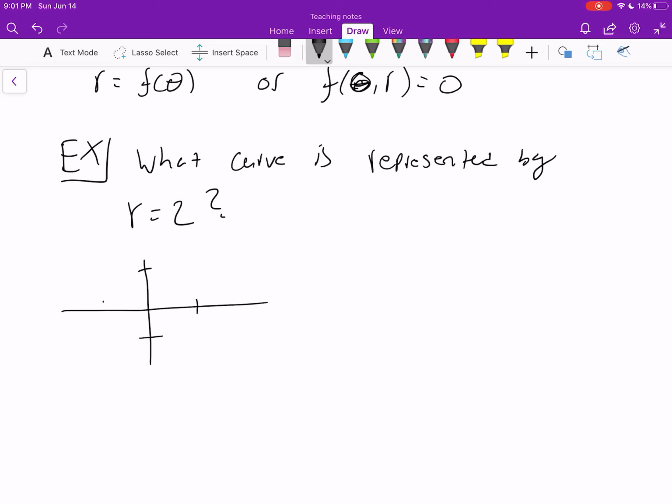Well, this is 2, negative 2, negative 2, 2. All of these points satisfy r is equal to 2. All of these lie at distance 2 from the origin. Points here, here, here, and here will do that. And you can see what I'm getting at. This is just the circle of radius 2. So the curve r equals, whatever you want, is just the circle of radius, whatever that radius is. Pretty simple. So let's do another one.